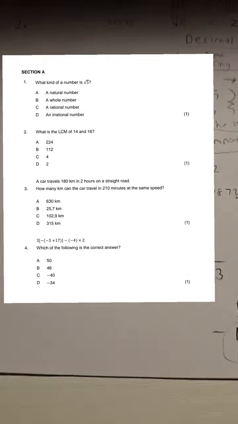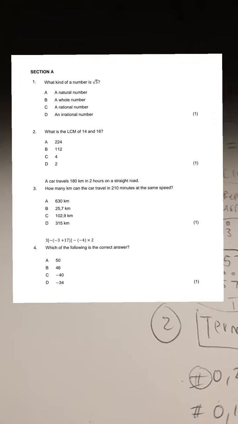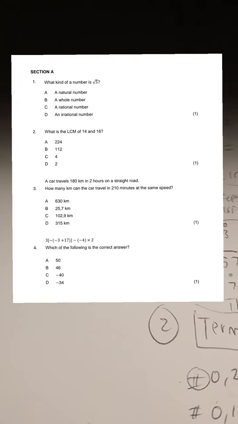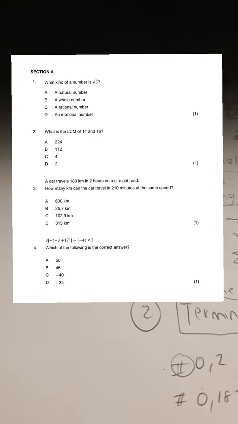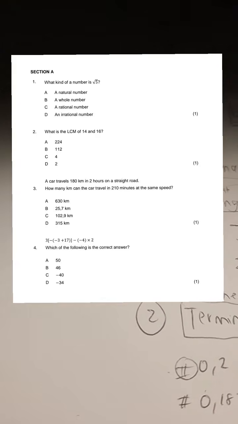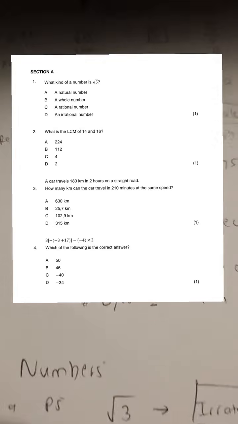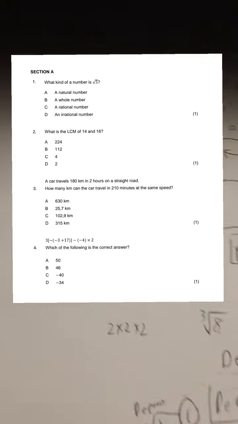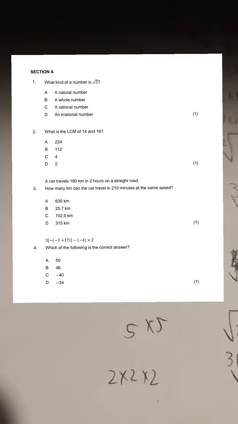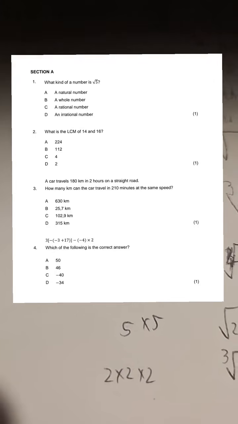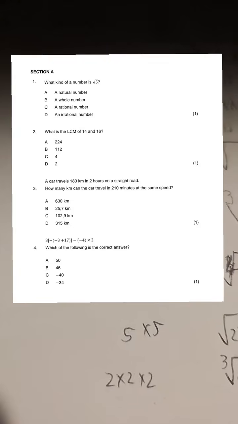Okay, so that's irrational. So now I bring back the question, guys. What kind of a number is the square root of 5? A, is it a natural number? B, is it a whole number? C, is it a rational number? D, is it an irrational number? Based on what I've explained about A, B, C, and D, what can you say is the answer to this question? What kind of a number is the square root of 5?